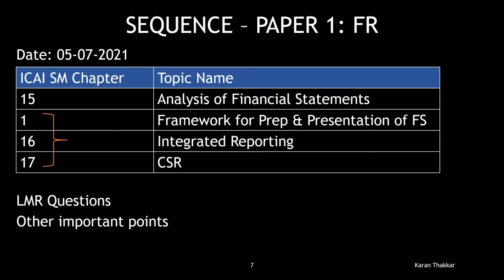One reason to give 5 days before FR is that it is your first paper. There will be nerves and you want the first paper to go really good. Because well begun is half done. If FR goes well, you will be in a good zone for the rest of the 7 papers.